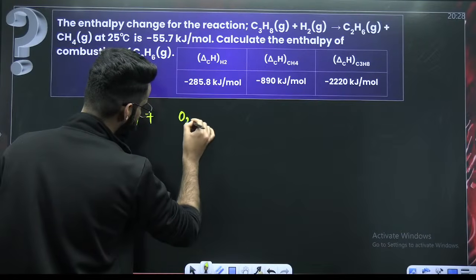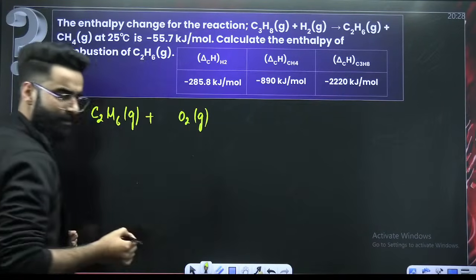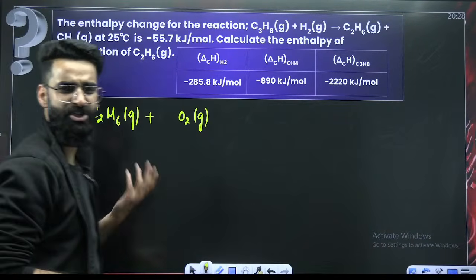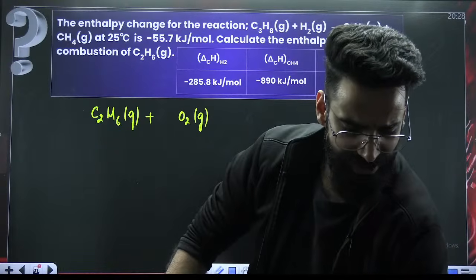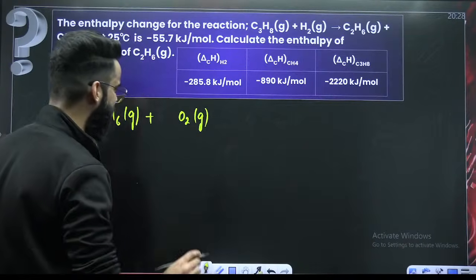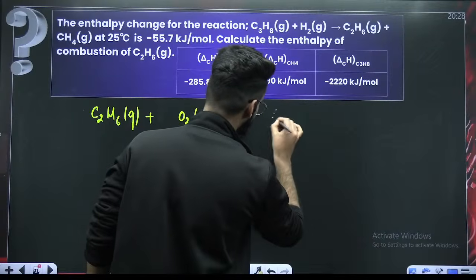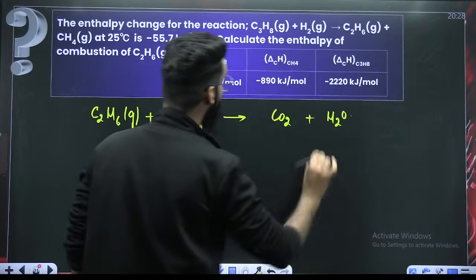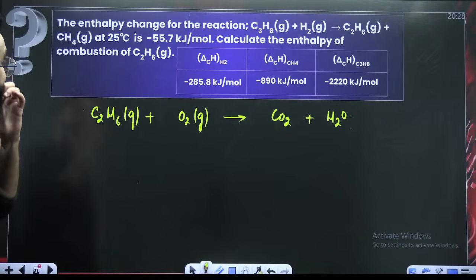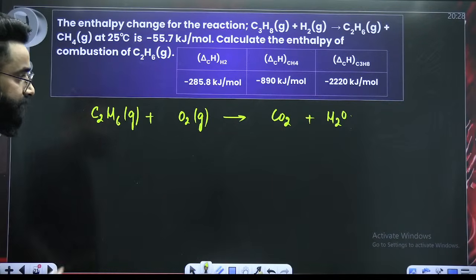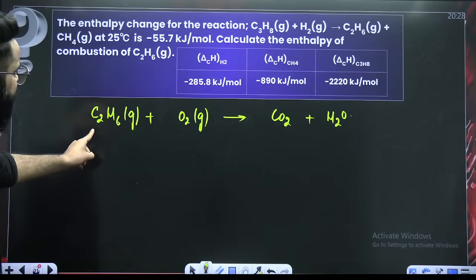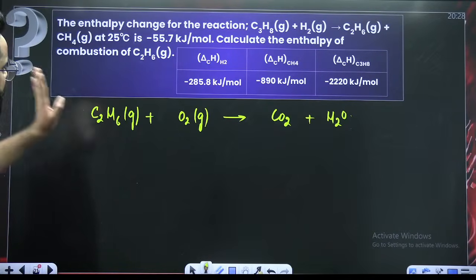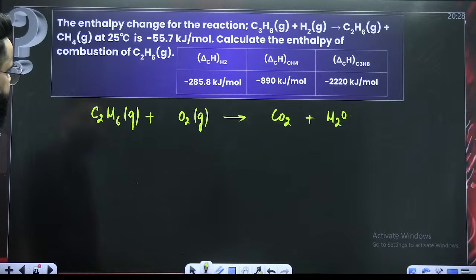We can write the combustion reaction of C2H6, right? Combustion of a hydrocarbon always leads to the formation of carbon dioxide, and with carbon dioxide you will write H2O, water, as well. This is your combustion reaction of C2H6.